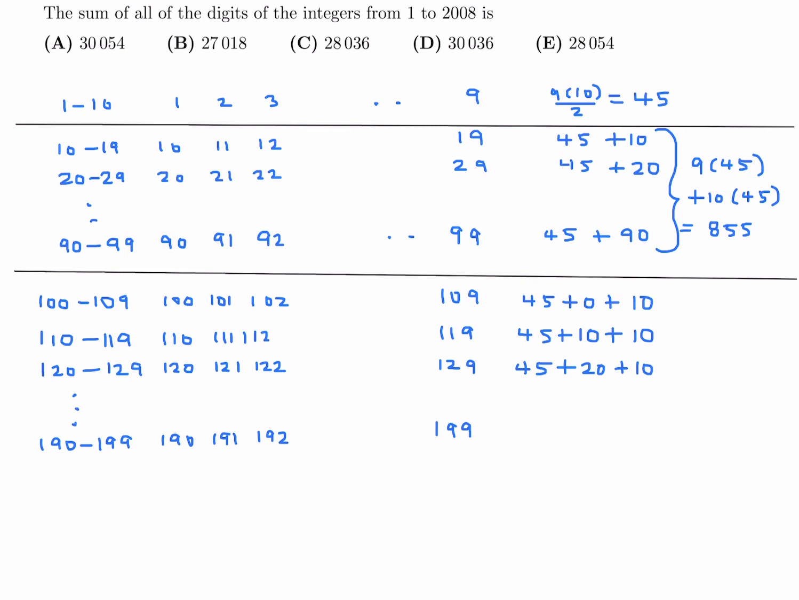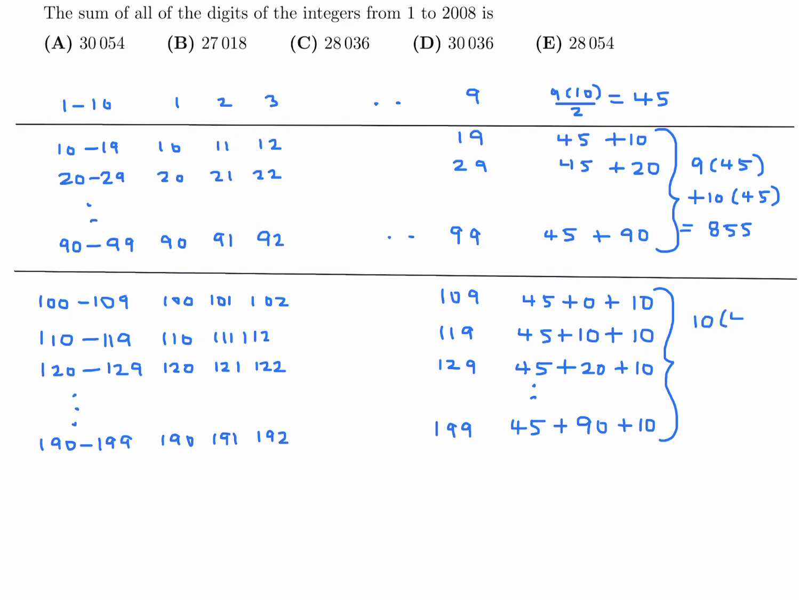190 to 199. Units digits give 45. Tens digits give me 90. And the hundreds digits give me 10. So adding up all of these, I'm going to have how many 45s? Well, it looks like I'm going to have 10 of those.